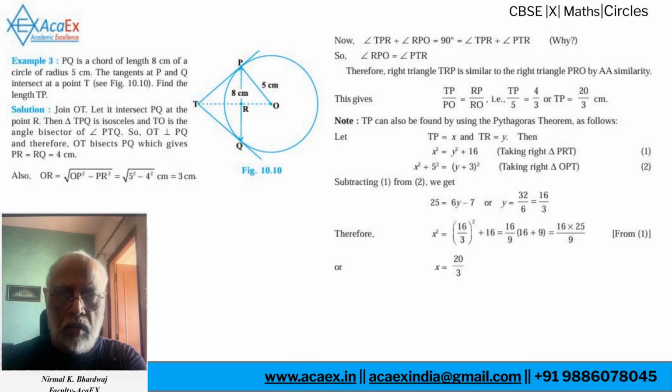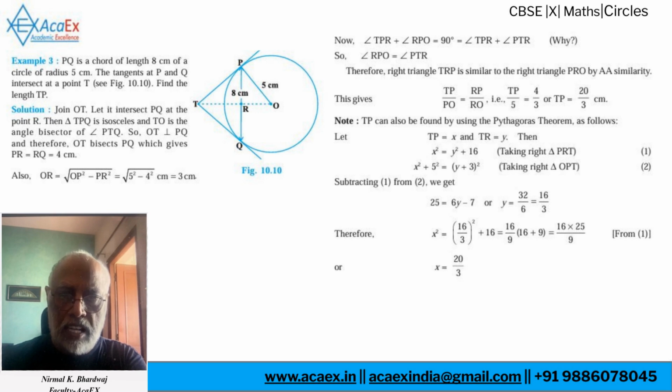Example 3. Finding the length of a tangent problem. PQ is a chord of length 8 centimeters in a circle with a radius of 5 centimeters. The tangents at points P and Q intersect at an external point T. Find the length of the tangent TP. Solution. First, join the center O to the external point T. This line, OT, is the angle bisector of angle PTQ and is perpendicular to the chord PQ. Let's call the intersection point R.